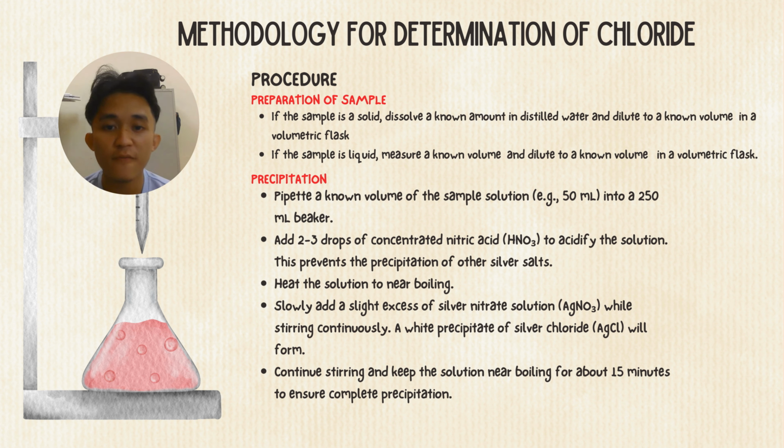Precipitation. Pipette a known volume of the sample solution, for example 50 milliliters, into a 250 milliliter beaker. Add 2 or 3 drops of concentrated nitric acid to acidify the solution. This prevents the precipitation of other silver salts. Heat the solution to near boiling. Slowly add a slight excess of silver nitrate solution while stirring continuously. A white precipitate of silver chloride will form. Continue stirring and keep the solution near boiling for about 15 minutes.